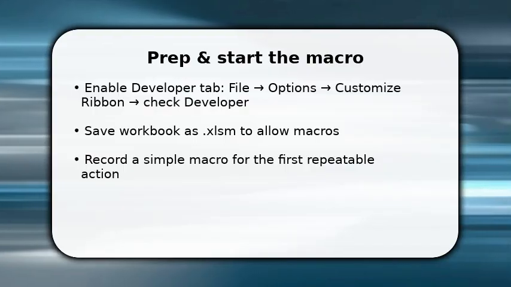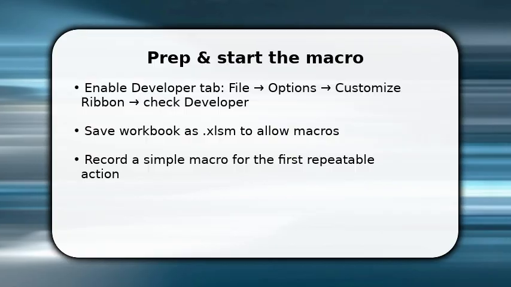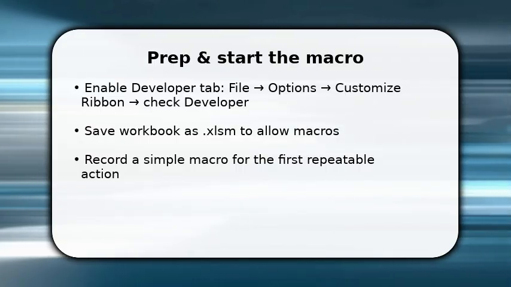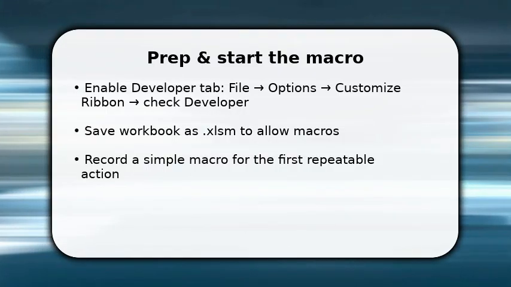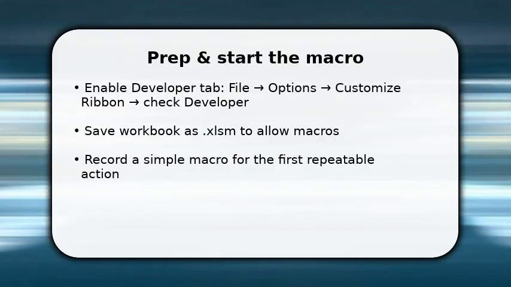You start by preparing the workbook and immediately recording the first repeatable action. Enable the Developer tab and save as XLSM. Then hit Record macro, name it clearly, and perform the simple task you want automated. Once done, stop recording and open the Visual Basic editor to inspect the code. Make sure to comment 1 or 2 lines so you know what each section does. This gives you a working baseline and avoids wasting time on setup later.